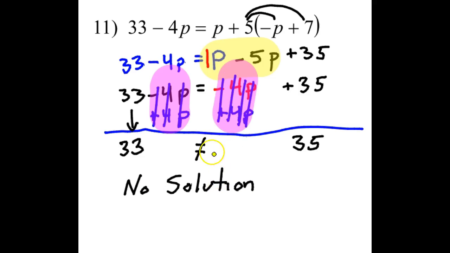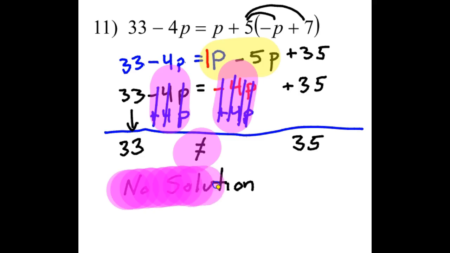Again, that happened because of two things. Variables canceled out, and they were not equal to each other. That's how we got no solution.